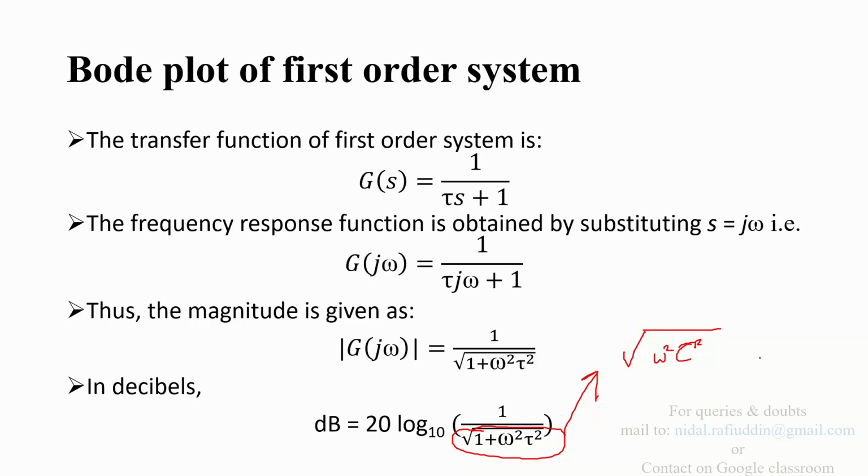So this is going to hold when we assume that omega is much greater than 1 upon tau. And in the previous case, we assumed that this is equal to under root 1, with omega square tau square negligible, when omega is much less than 1 upon tau.